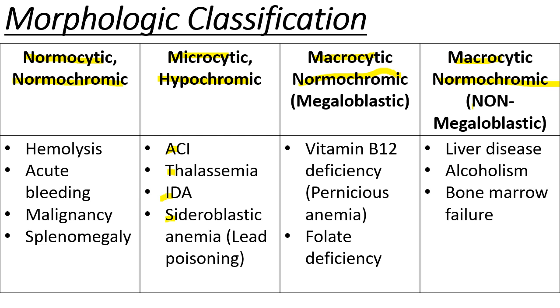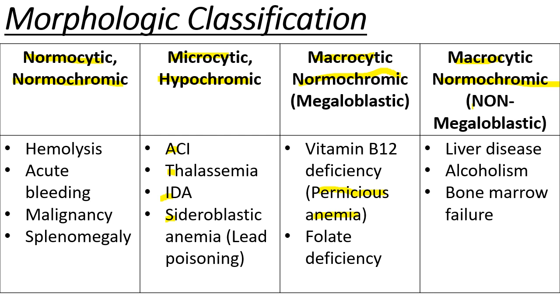and sideroblastic anemia which may be caused by lead poisoning. And then sa macrocytic normochromic, we can further divide or classify this type of anemia into megaloblastic and non-megaloblastic anemia. Sa mga megaloblastic, ito dito persistent yung increased size of the RBC. These are maybe due to vitamin B12 deficiency na pwedeng associated with pernicious anemia, no? And folate deficiency or vitamin B9 deficiency.